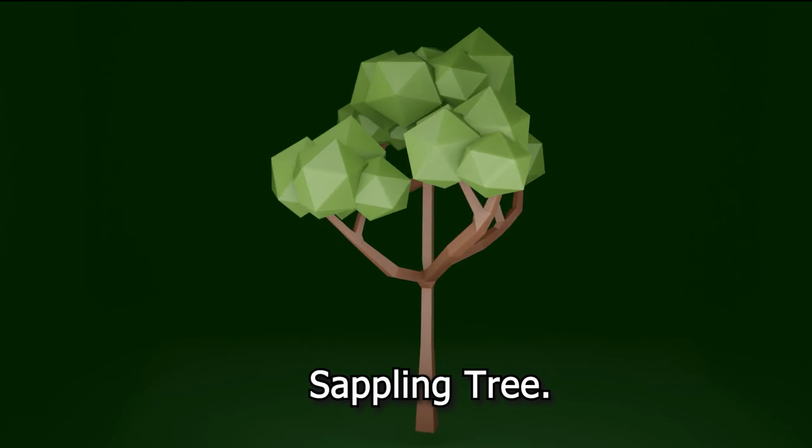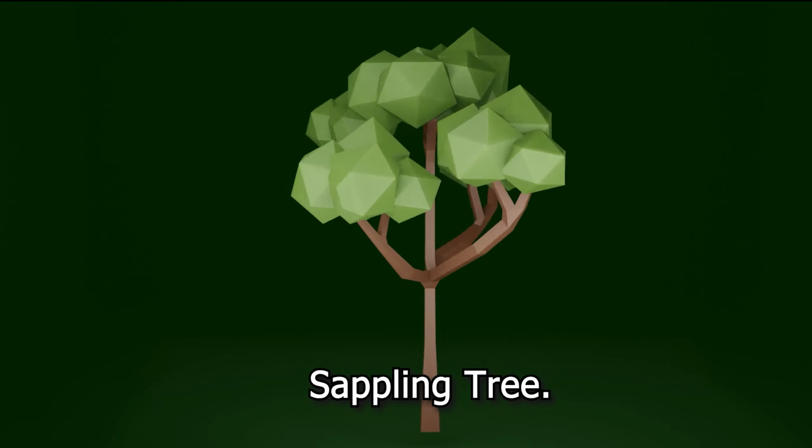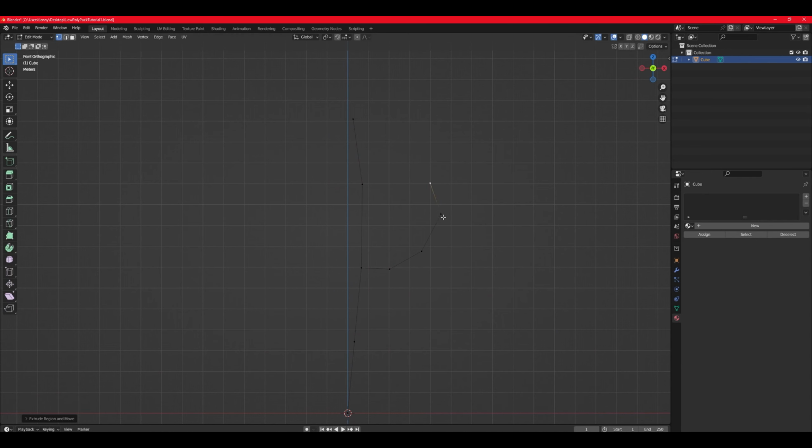Let's start with a nature pack. First, add a cube and delete 7 vertices. Set the geometry to origin and selection to cursor with Shift S. Now let's start to draw a tree with E to extrude vertices.